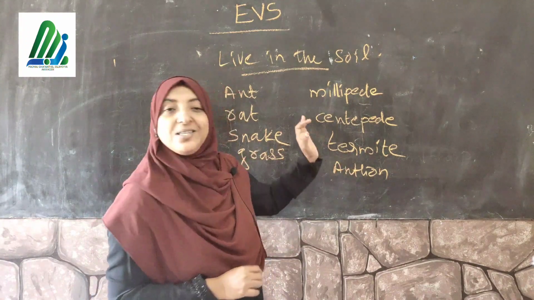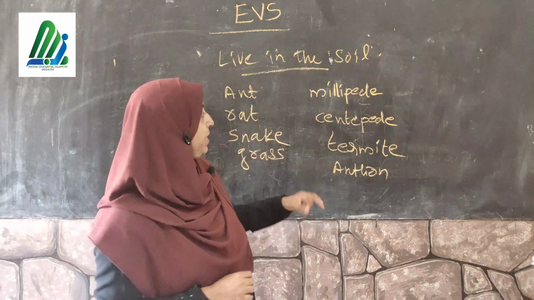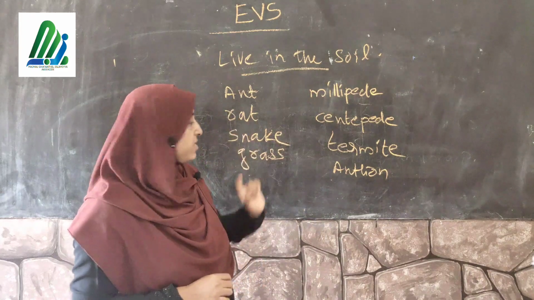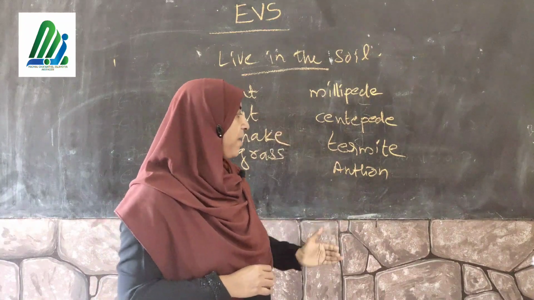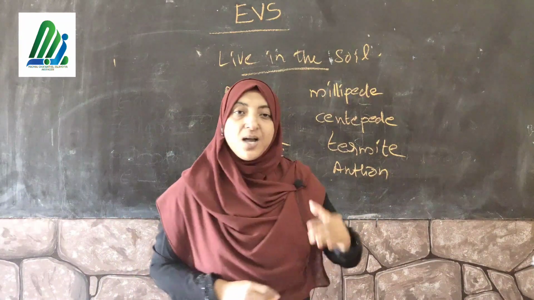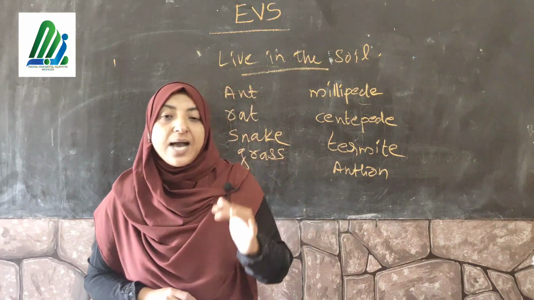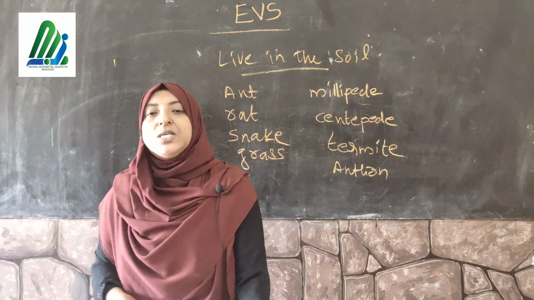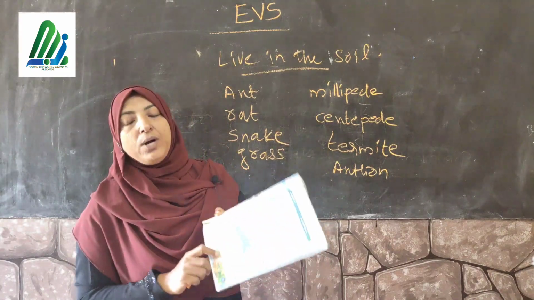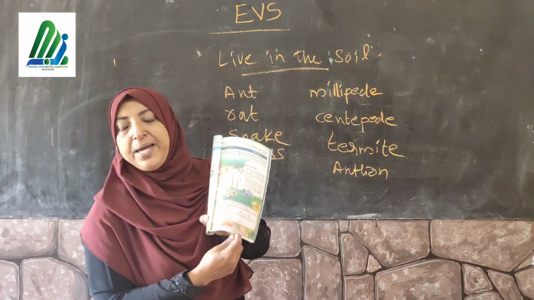So please study the English names also. So, ant, rat, snake, grass, millipede, centipede, termite and antlion are some important creatures that live in the soil. Clear? Okay. So, there is a work for you. Which are the important organisms that live in the soil? Please complete it in your textbook.